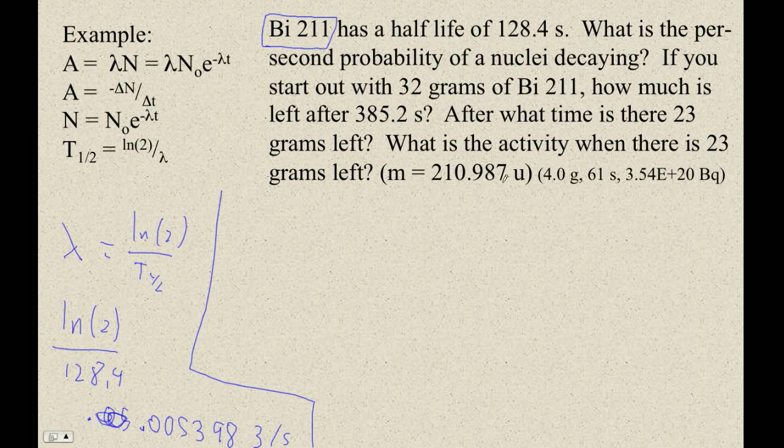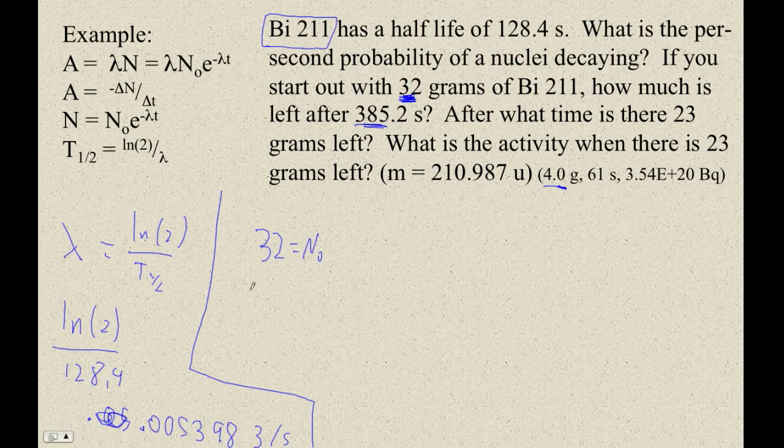Okay, and then it says if you start off with 32 grams, how much is left after 385.2 seconds? Okay, so let's do that. I'm just going to use the grams as my number of atoms. I'm not going to calculate the number of atoms because the answer should be in grams, right? So we're going to go, 32 is my N naught, right?